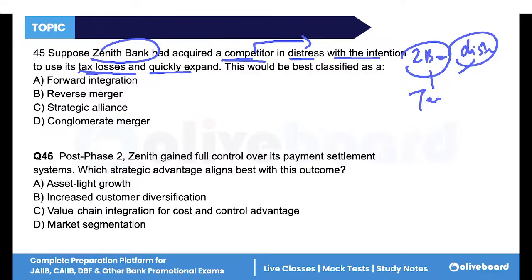Their tax liability will be less. They have to pay less tax to the government. So what type of merger is this? This is reverse merger. Now, post phase 2, Zenith gained full control over its payment system. What advantage is there using its payment settlement system? So the advantage of value chain integration for cost and control.